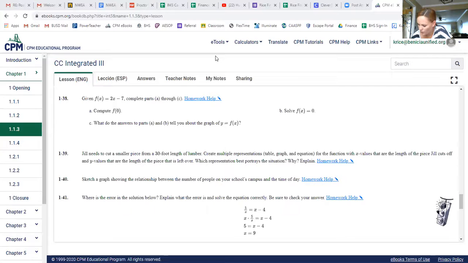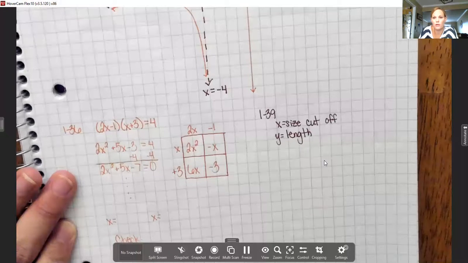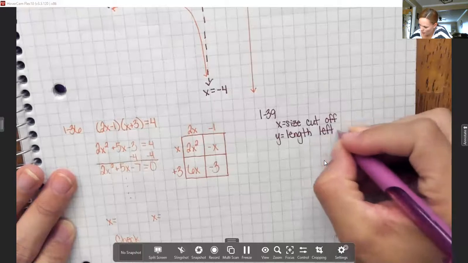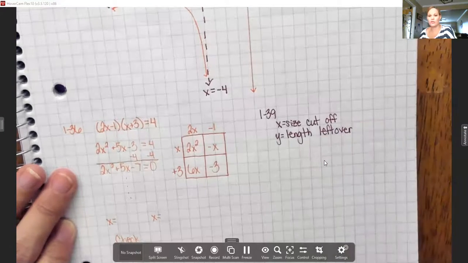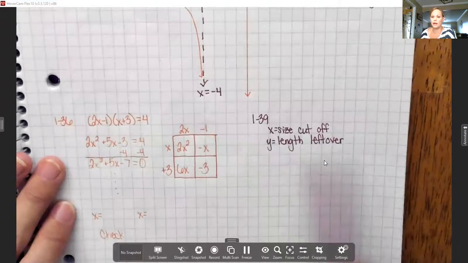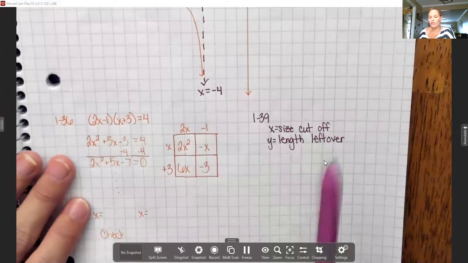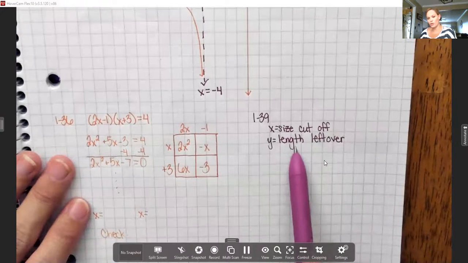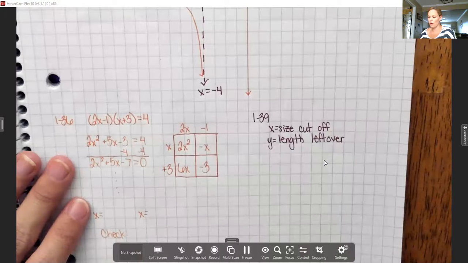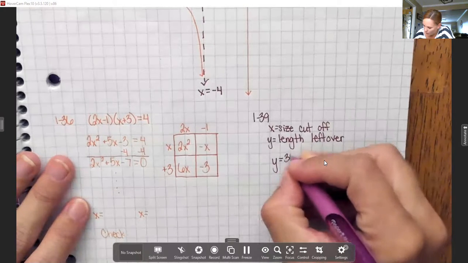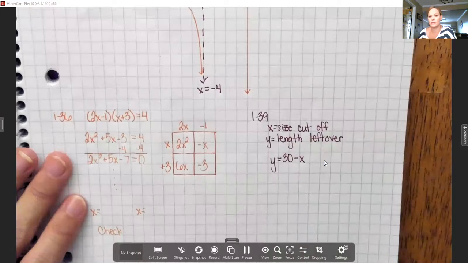I guess I should have written length. Let me share that other screen. So that was given to us in the directions. X is the size cut off or the length cut off, and Y is the length left over. So if she cuts off 10 feet, then she has 20 feet left because it was 30 feet long. So our equation here is going to be 30 minus X.